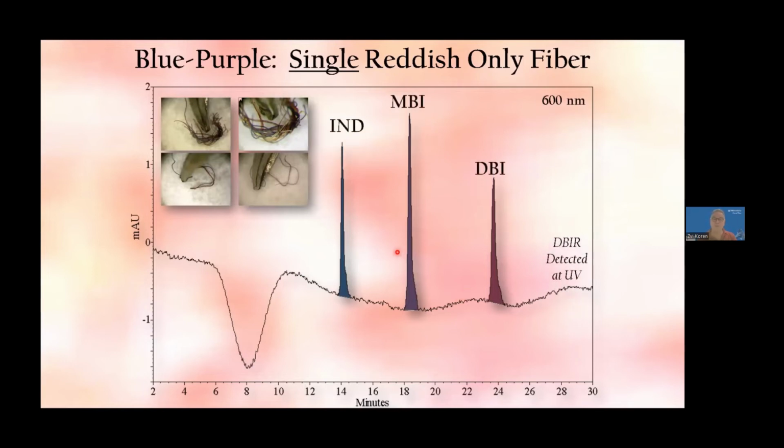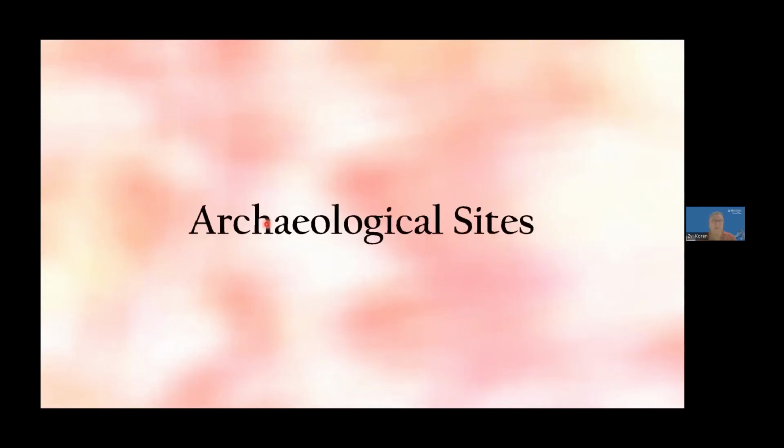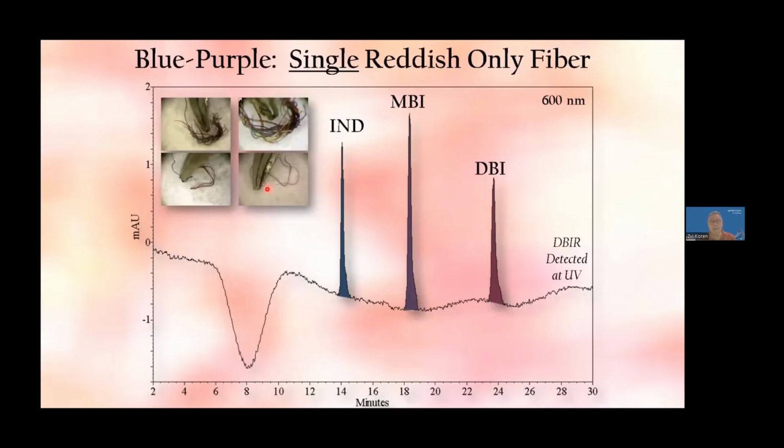Here's the chromatogram from this HPLC: indigo, monobromo indigo, dibromo indigo. These three indigoids that I spoke about before are present, but in the UV, you can also see dibromo indorubin. This is visualized at 600 nanometers. Okay, and I will summarize later on what the significance of these analyses were towards the end of my talk.